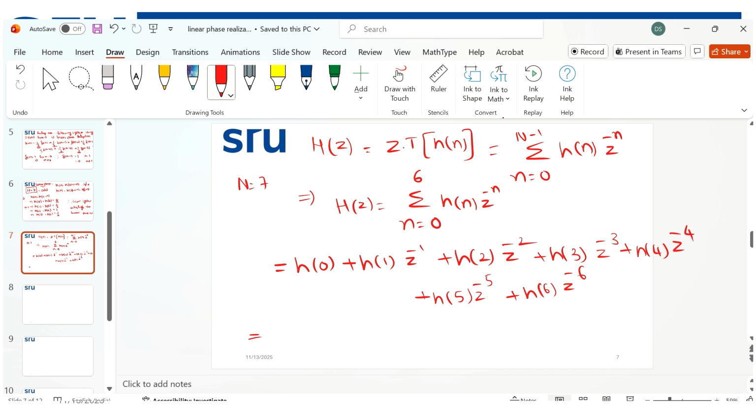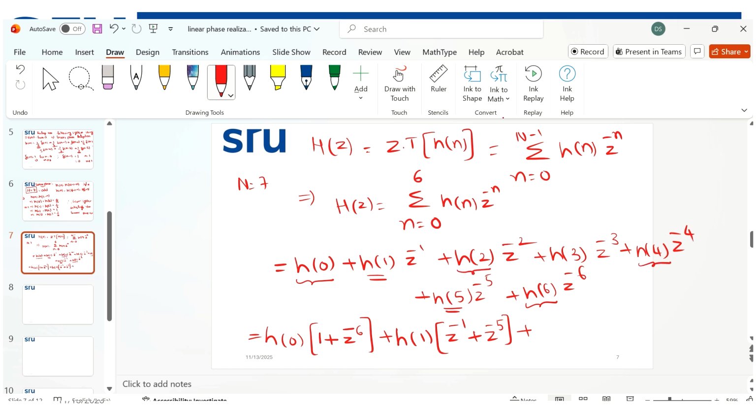Now, we know h of 0 is equal to h of 6. Same, h of 1 coefficient is equal to h of 5 coefficient. Now, I am taking common values. If I take h of 0 as a common in the first term and last term, I will get 1 plus z power minus 6. Plus, if I take h of 1 as a common for h of 1 and h of 5, I get z power minus 1 plus z power minus 5, plus here h of 2 and h of 4 are same.